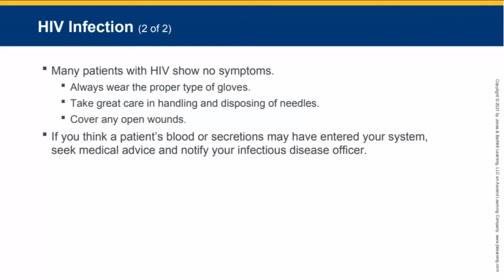Cover any open wound that you have whenever you're on the job. If you think that a patient's blood has entered your system, then you seek medical advice as soon as possible and you notify your infectious disease officer. Normally for occupational exposure, you go on a combination of antiretroviral drugs, sometimes for 1 or 2 months at a time.